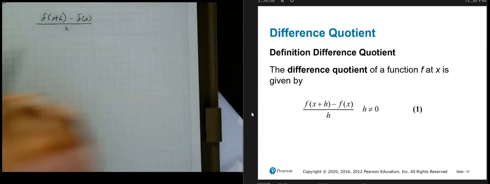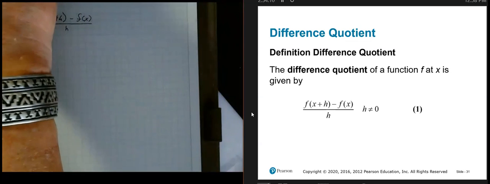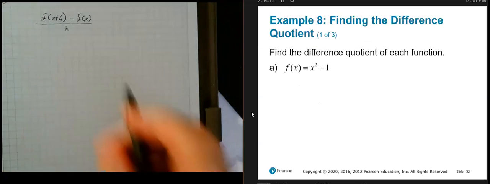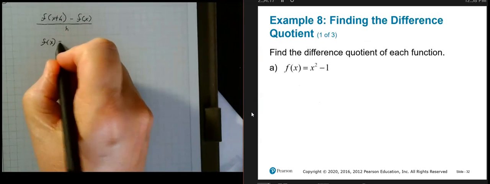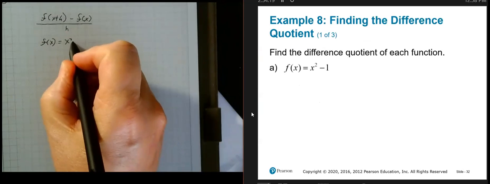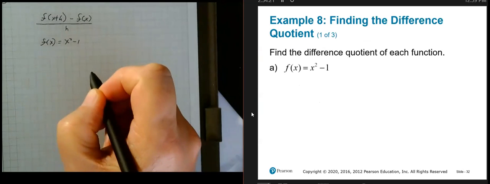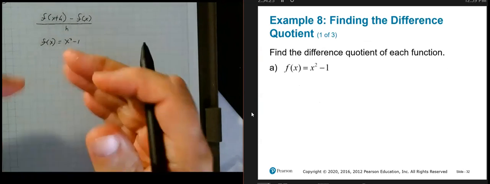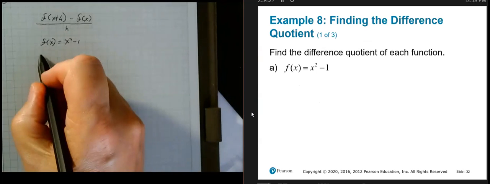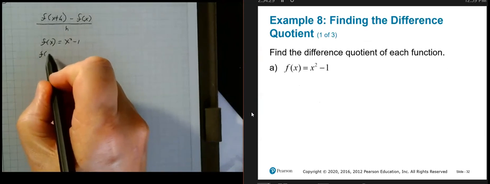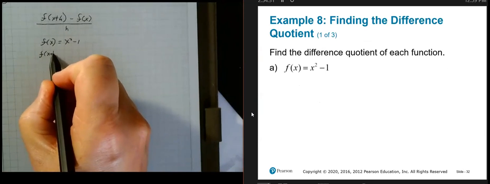Yeah. All right. Now, how do we use this? Well, my f of x is x squared minus 1, and I want to find the difference quotient of this function. That means I'm going to have to find out what f of x plus h is.